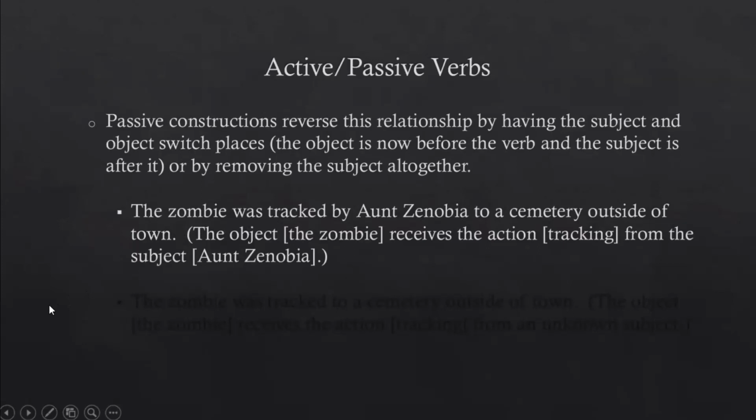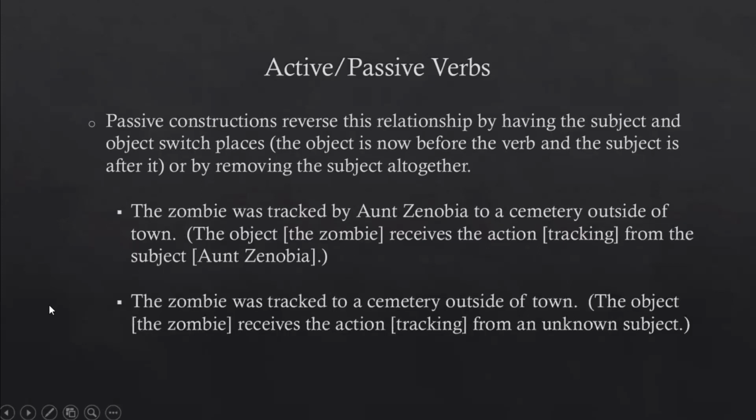Even more commonly, we will remove the subject altogether. And there's a reason for this. The zombie was tracked to a cemetery outside of town. The zombie receives the action from an unknown subject. So this is actually really useful in situations where we don't know who did it. So anybody who's in criminal justice will probably use this kind of thing all the time, right? We use it in the sciences a lot too. Not because we don't know who did something, but because we want to de-emphasize the person doing it and want to emphasize the thing that was done. That's why you do it.